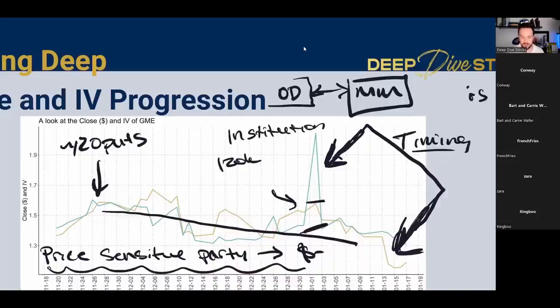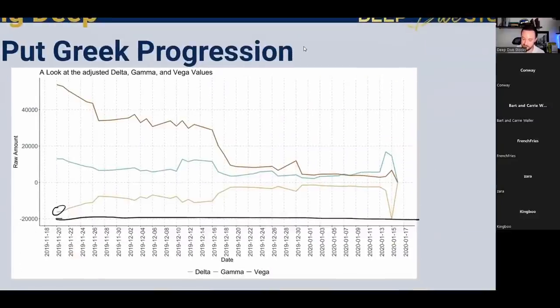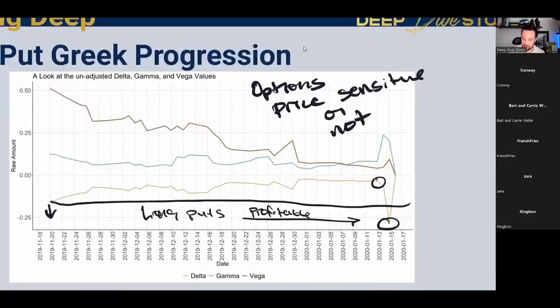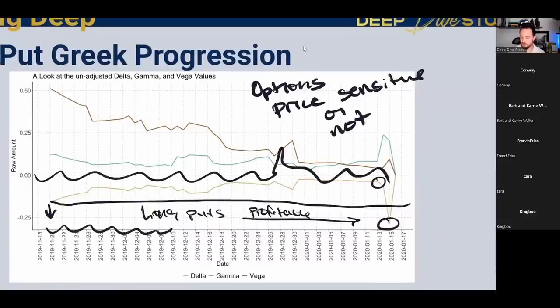Because again, the whole assumption, the foundation, is that if these two incidences didn't occur and the price would probably just do its thing, then we would probably say that this was a price insensitive party that just sold those puts or is using those puts to do something else. Or if the delta value or the Greeks of these options were basically zero, then we know that those are used on paper for something other than profitability.